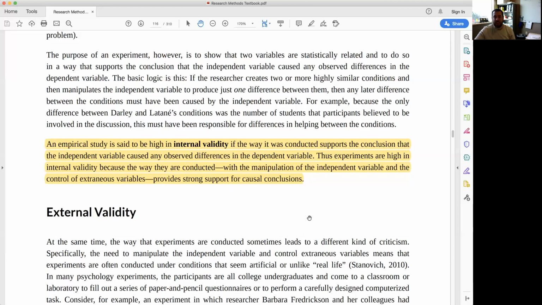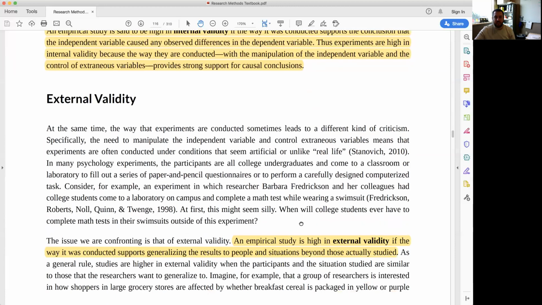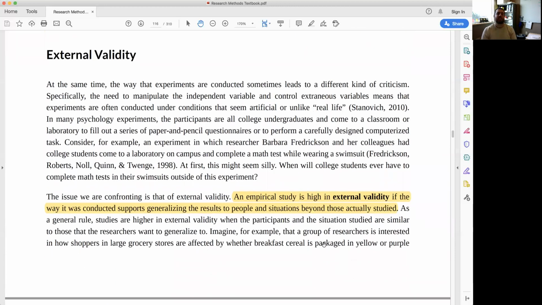We typically see high internal validity when it's in a research lab because you get to control all of those other things. External validity is how well you can generalize the results to people and situations beyond those actually studied. So this typically gets boiled down into, is it being done in the field?